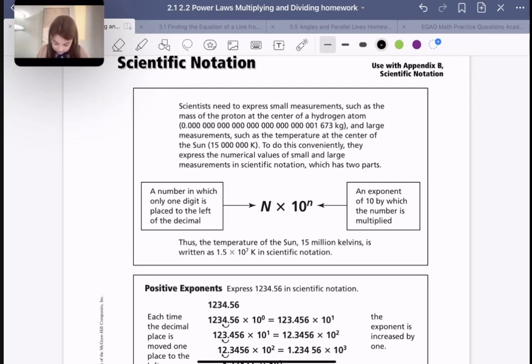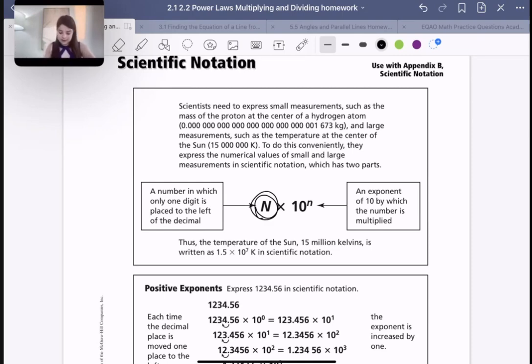To do this conveniently, they express the numerical values of small and large measurements in scientific notation, which has two parts. A number, n, right here, in which only one digit is placed to the left of the decimal place. So we have one number, then the decimal, then the rest of the numbers, and that's it. And I should add, this number wouldn't be zero. It wouldn't be 0.000 blah blah blah.